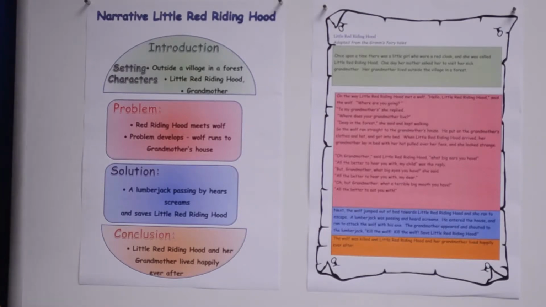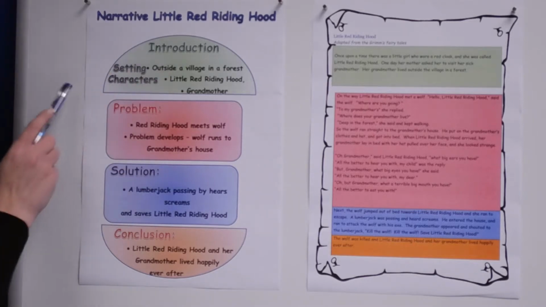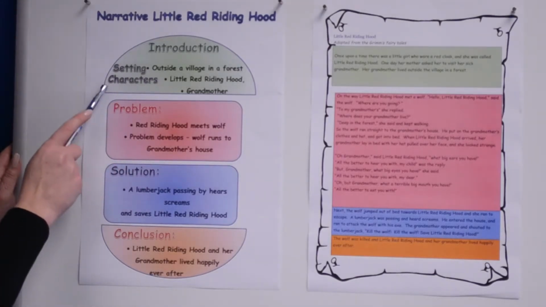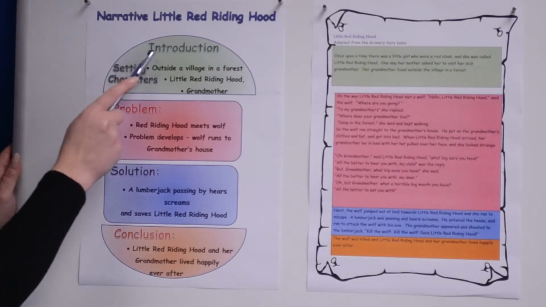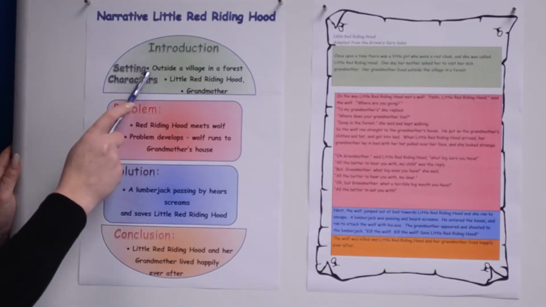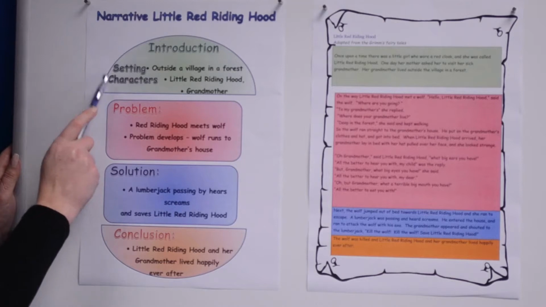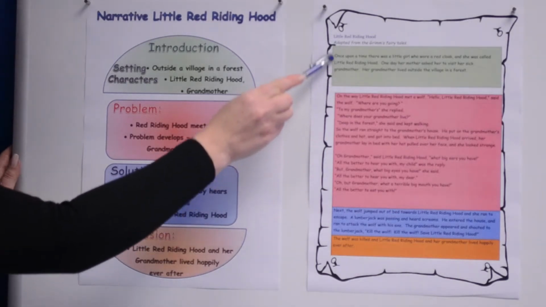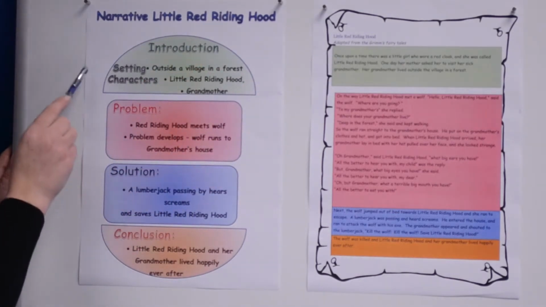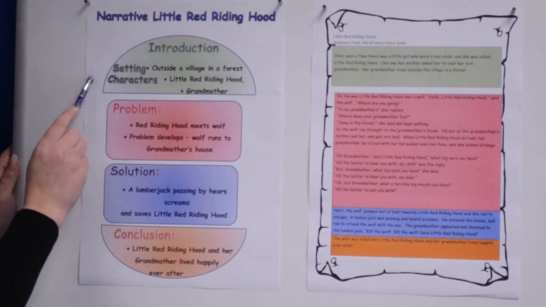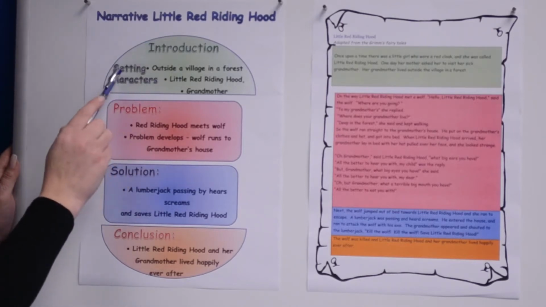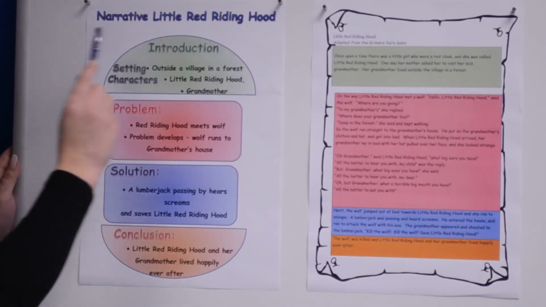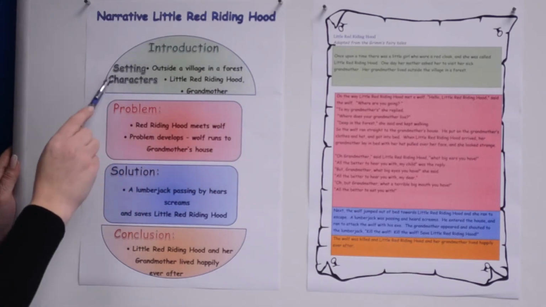Now you all know this fairy tale really well. In our introduction, when you plan your own narrative, you would have a setting and a character. That is the most important part to have in your introduction. In Little Red Riding Hood, we know that she lives outside a village in a forest, and the characters we meet right off are Little Red Riding Hood and her grandmother. Our introduction is normally quite short, two to three sentences, just giving us an idea of where we are, the setting, and also the characters. A popular way to start a narrative is once upon a time, or one day in a far, far away land, and you could introduce a character and give a little bit of detail about that.